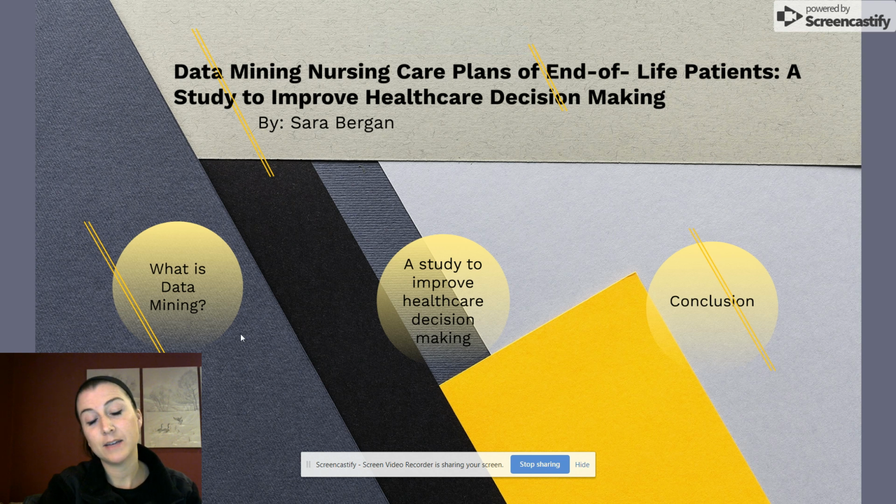Hi class, I'm here to talk about data mining, and the article that I researched was Data Mining in Nursing Care Plans of End-of-Life Patients, and it was a study done to improve healthcare decision making. So we're going to talk about what exactly is data mining. We're also going to discuss the study itself and the improvements of healthcare decision making. And lastly, we're going to talk about the conclusion and what the findings were of that study.